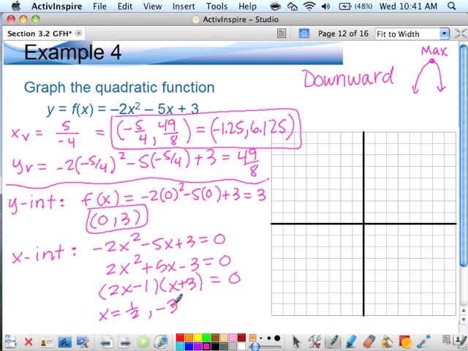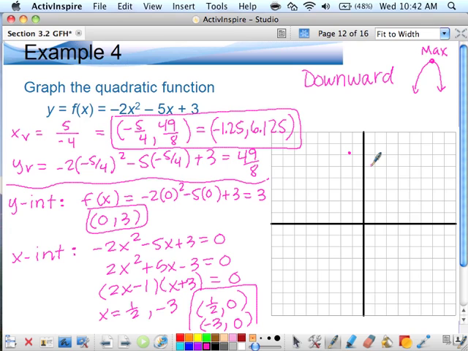So I can write those as the ordered pairs 1/2, comma, what? 0, and negative 3, comma 0. Great. So now I have 4 points. Let's go put them on a graph and see where we are. Negative 1.25, 6.125. So negative 1.25, positive 1, 2, 3, 4, 5, 6.125. It's somewhere about right there.